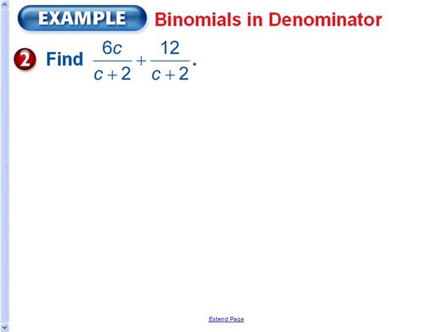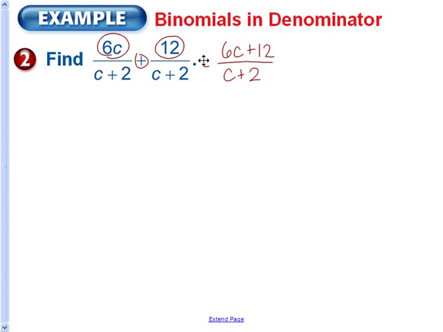This one is similar. We have a like denominator, but we have a binomial, meaning that there's two terms. And again, we can just add straight across, but it's c plus 2 in the denominator. And this time, 6c plus 12, you can't combine those together to make 18. You would just write it as 6c plus 12, because those are not like terms. Okay, now we look to see, can we simplify this?